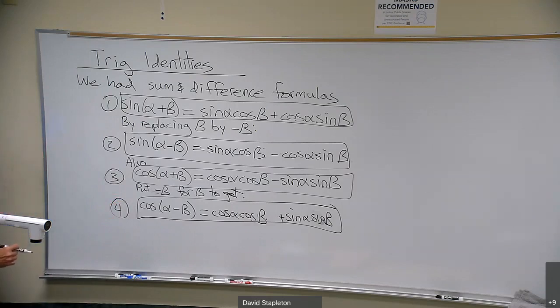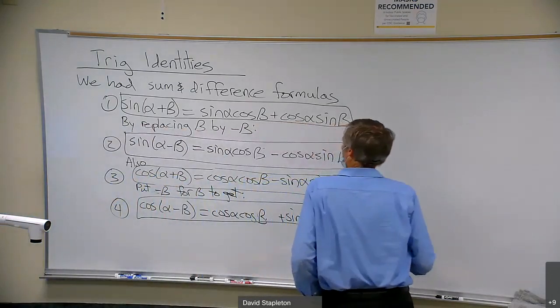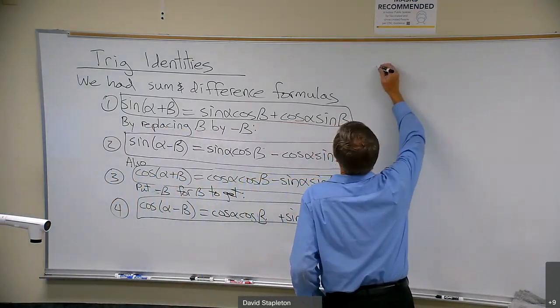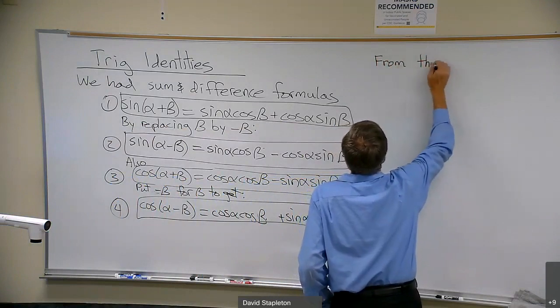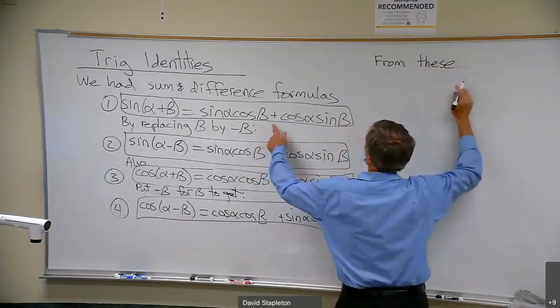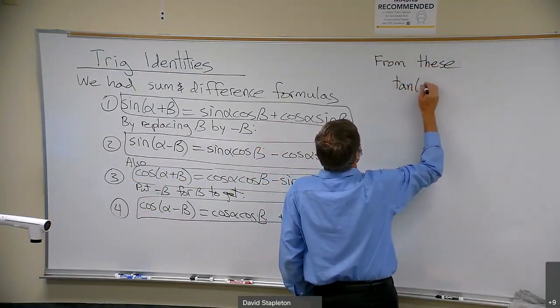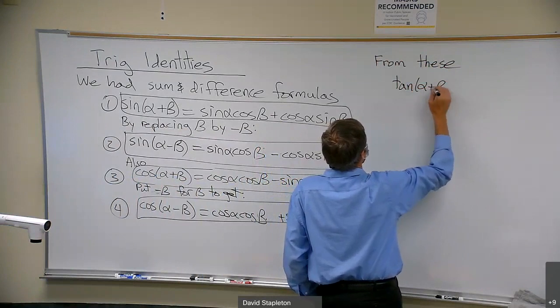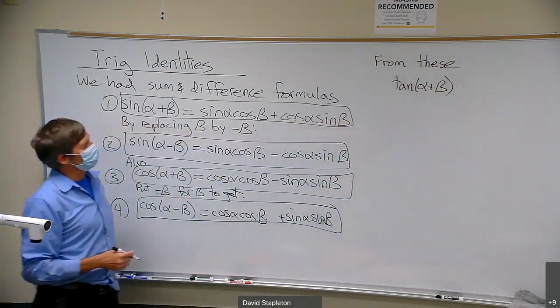then these can be used to get similar results for tangent. Put a short proof here of this one. I left out the hardest proof, which is this first one. We can get a sum and difference formula for tangent. Suppose I take tangent of alpha plus beta. How can I evaluate that? Get a sum and difference formula for tangent.